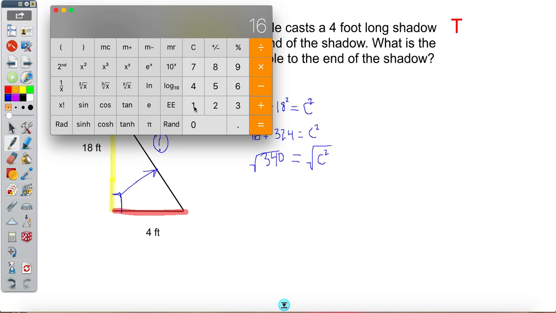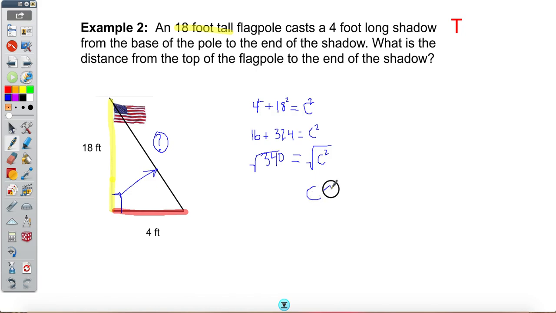So again, 4 squared plus 18 squared, double check, is 340. If we take the square root of that, c is approximately equal to 18 and a half feet. Now, you could write it as c is equal to the square root of 340 as well, but I'm going to write it like this.